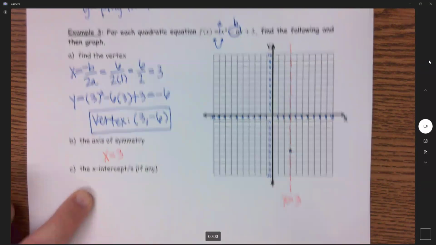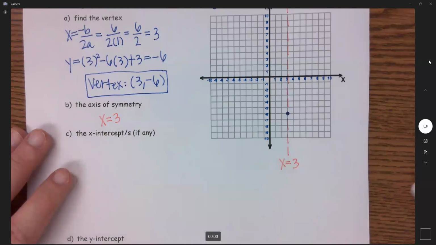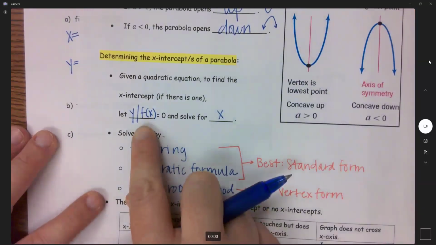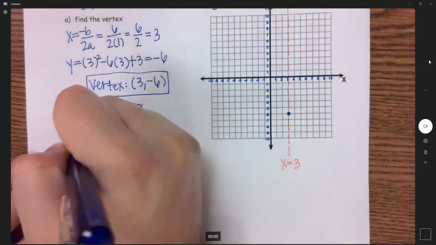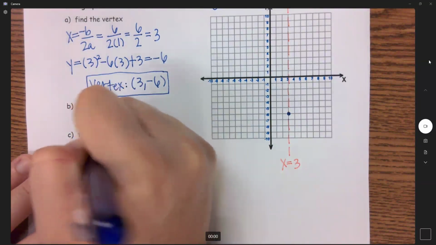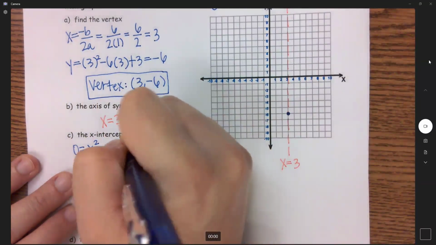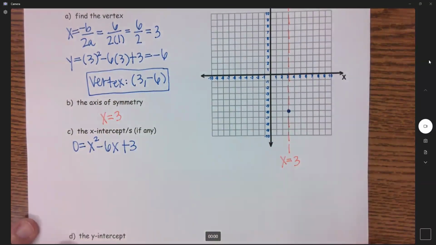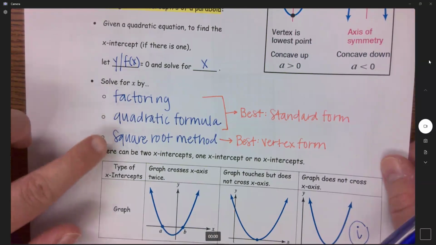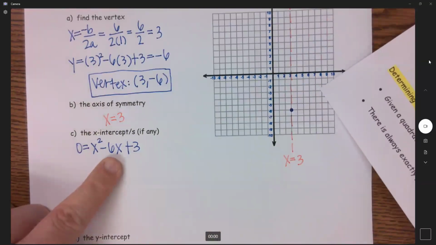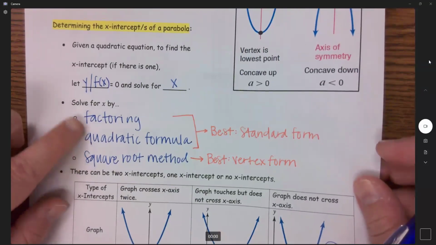And now we need to find our x-intercept. To find our x-intercepts, we're going to let y or f of x equals 0 and then solve for x. So I have 0 equals x squared minus 6x plus 3. We have 3 ways to solve: factoring, quadratic formula, and square root method. I can't use square root method when I have a b term. So we have to use one of these two ways here.